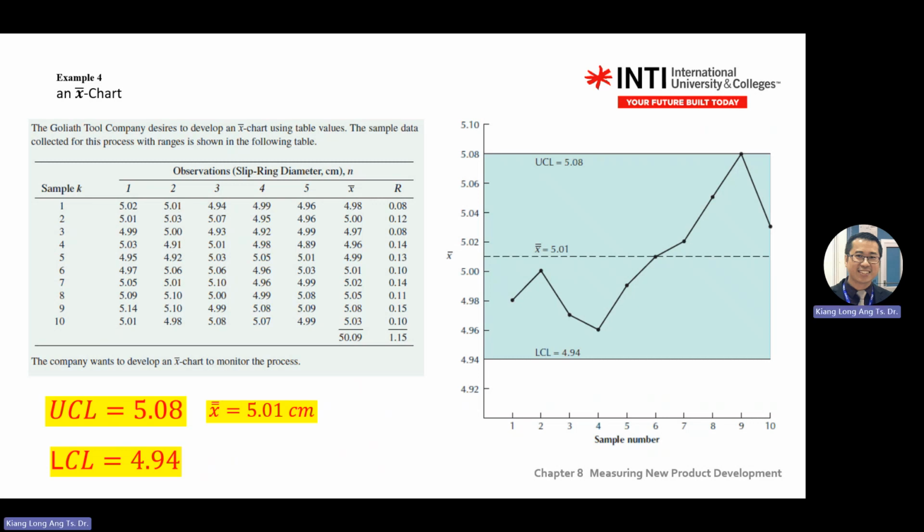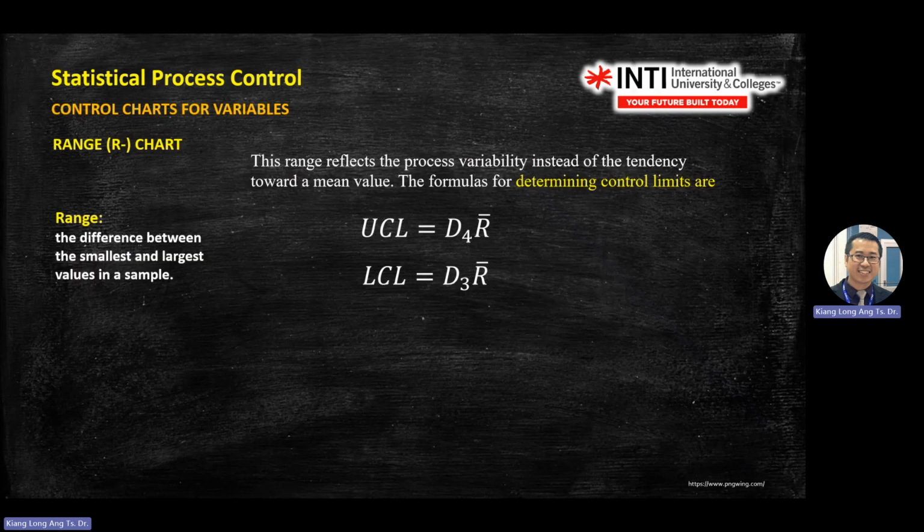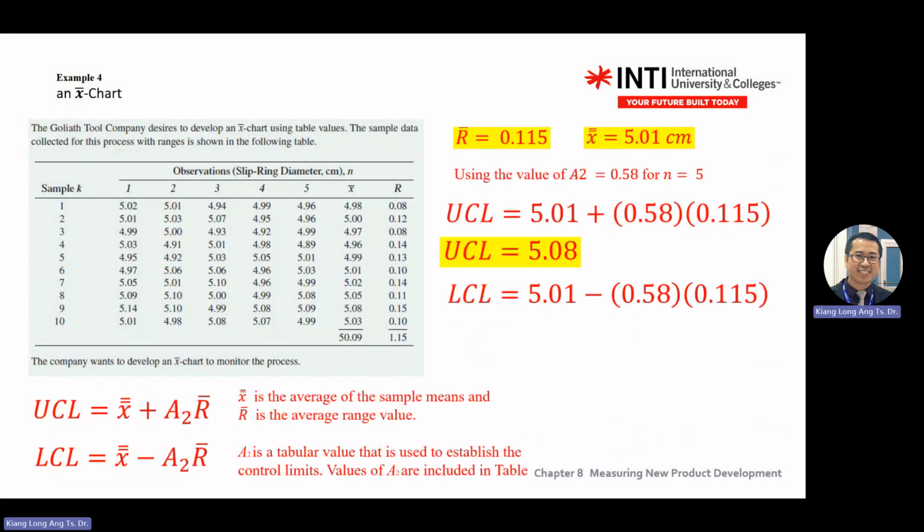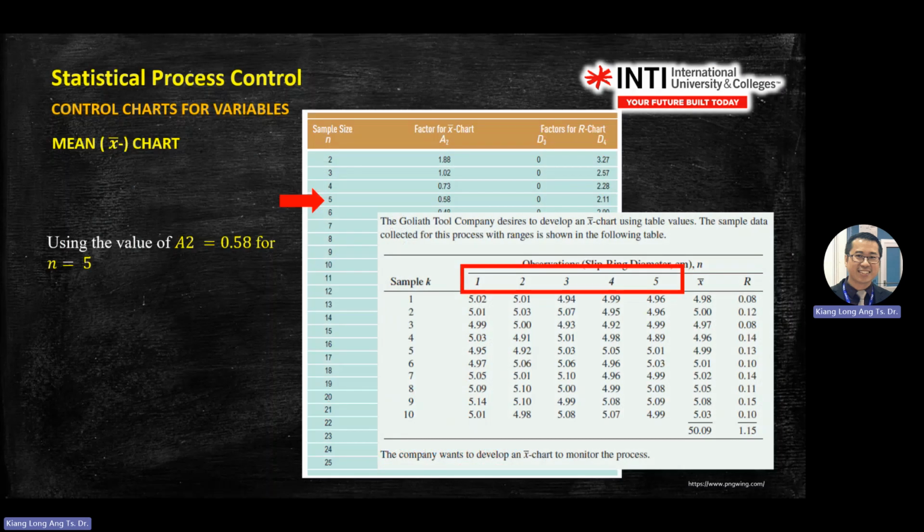Our chart, another chart, the fourth chart. The R chart is a range chart, the difference between the smallest and largest value in the sample. So for UCL, you use D4 R bar. For LCL, you use D3 R bar. D4 is upper, D3 is lower. So you look at the table just now, this table at the back.